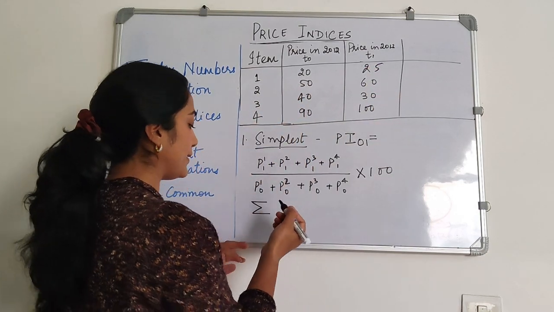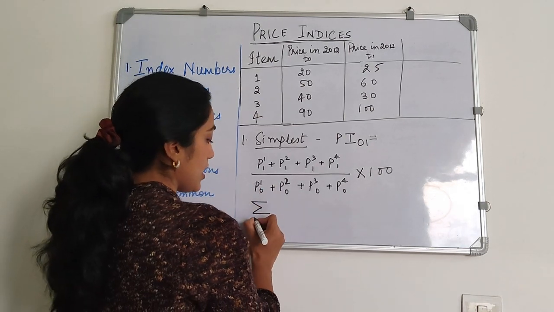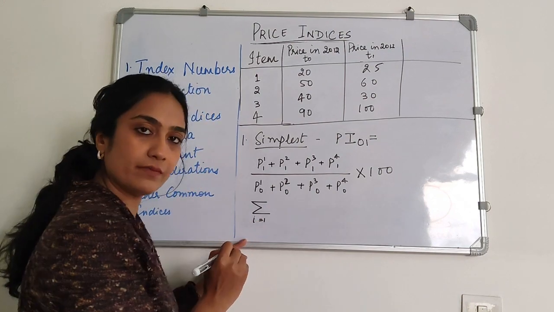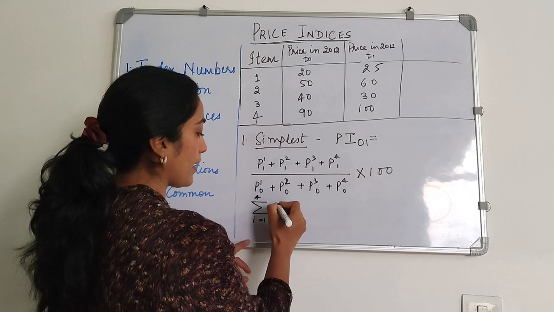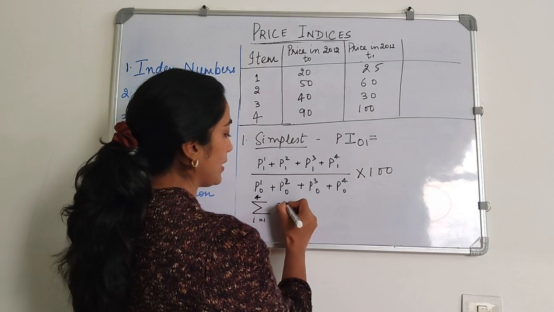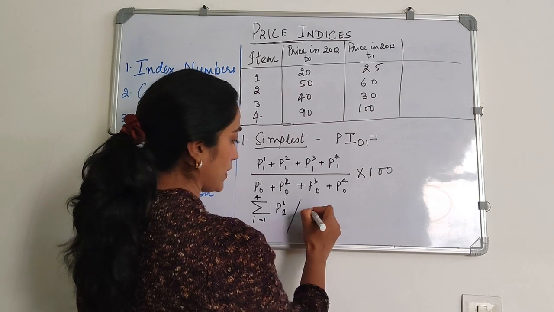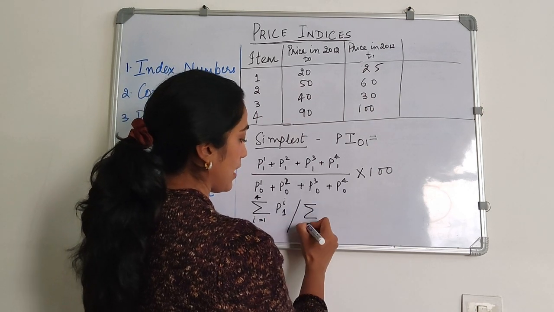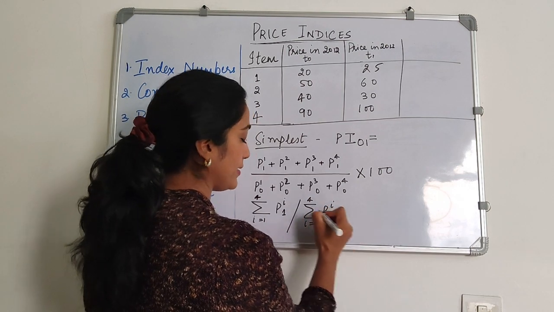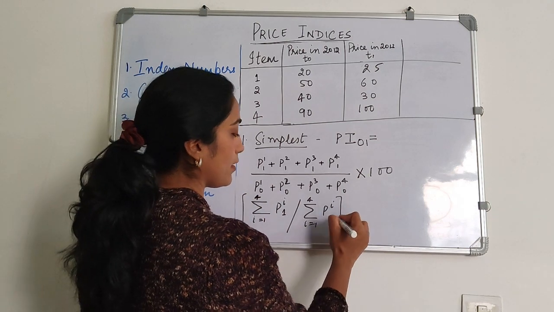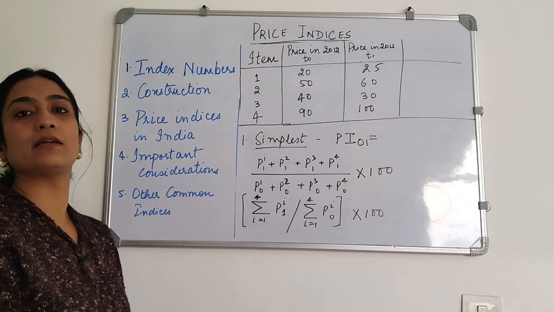Okay, so how we will write this is that we will start with a marker. We'll call it I. We'll just see the notation and then you will understand. This goes from 1 to 4. And we will write it as sigma, I equal to 1 till 4, P_I1, upon sigma, again I equal to 1 till 4, P_I0. And we multiply this by 100. This is the price index.